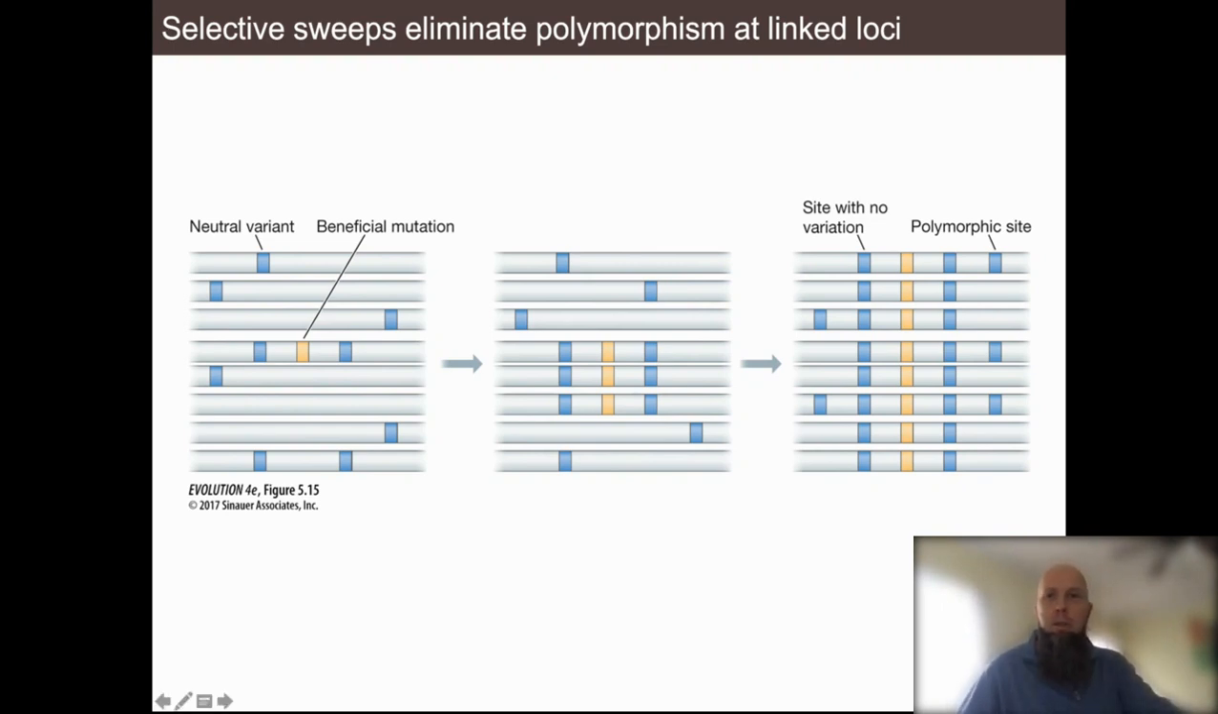Now let's look at the far right third of this figure. That same site, how much heterozygosity is there going to be in the population? Where it says site with no variation. If every individual in the population has that neutral variant indicated by the blue bar, are there going to be any heterozygotes for that?